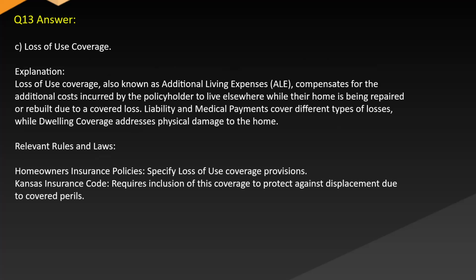Answer: C. Loss of use coverage. Explanation: Loss of use coverage, also known as additional living expenses, compensates for the additional costs incurred by the policyholder to live elsewhere while their home is being repaired or rebuilt due to a covered loss. Liability and medical payments cover different types of losses, while dwelling coverage addresses physical damage to the home. Relevant rules and laws. Homeowners insurance policies specify loss of use coverage provisions. Kansas Insurance Code requires inclusion of this coverage to protect against displacement due to covered perils.